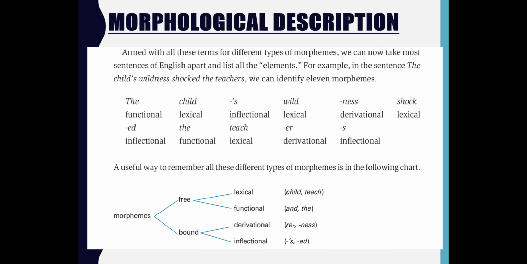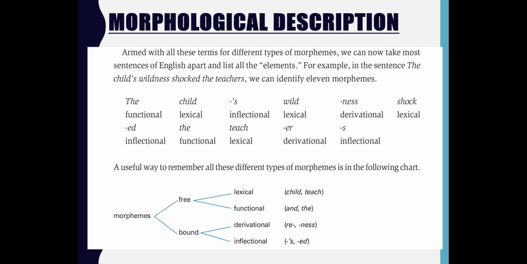Given all this information about morphology, you should be able to provide a morphological description of any given English sentence. Any English sentence, okay? After we give this description of the English sentence here, there is this diagram that is going to help you summarize what English morphemes are, or the types of English morphemes.